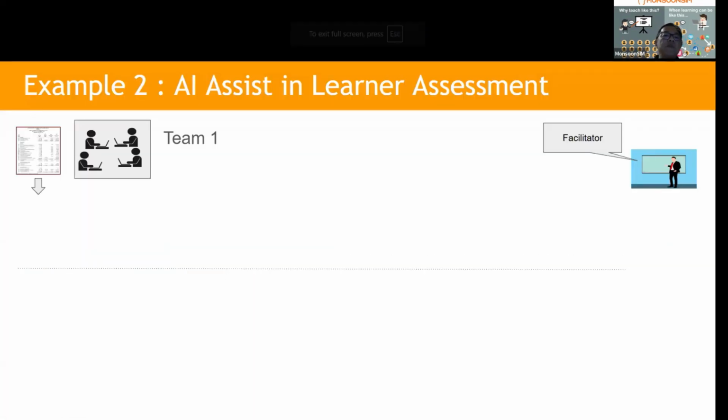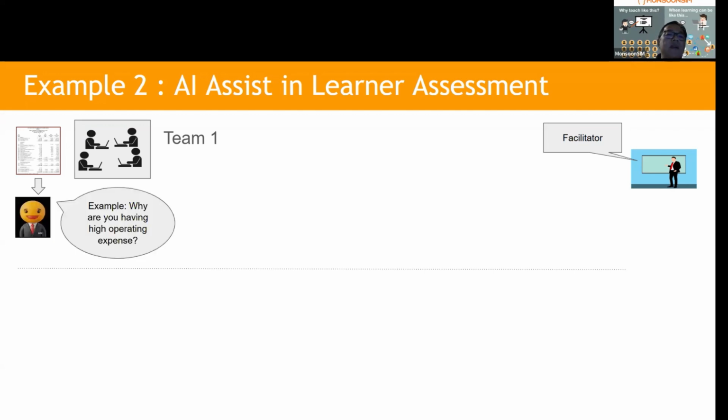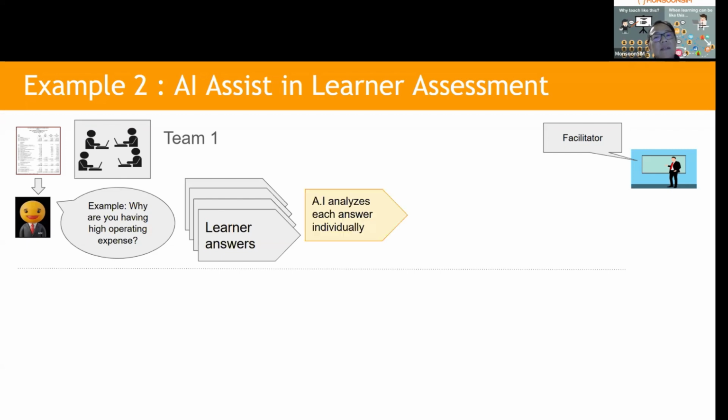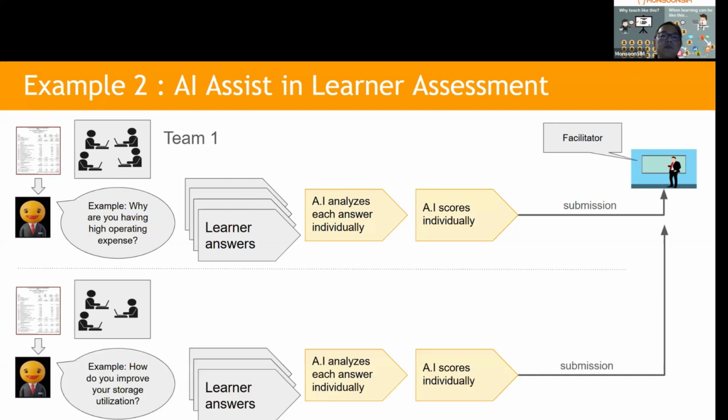Okay, so let's suppose you have a team running. You can ask the AI to assess them like we did just now, but now instead of assessing them, you quiz them. So the AI can take their report and generate a quiz such as, why are you having high operating expense? And the same question is asked to all the players, and the player has to answer individually. And then the AI will get all the data and analyze them, and then submit a score back to the teacher. And the AI can do it for all the teams.